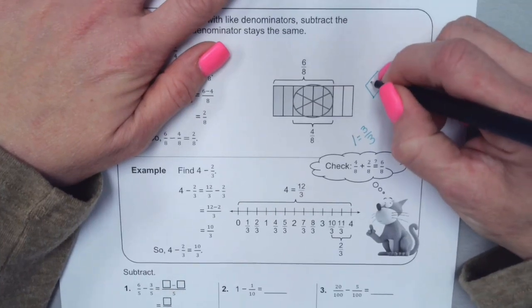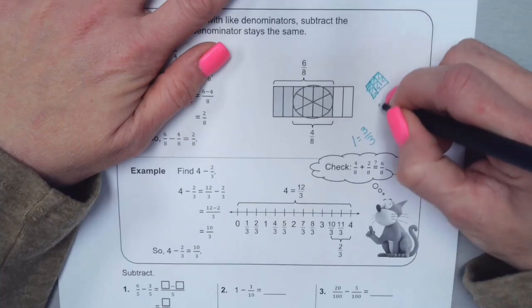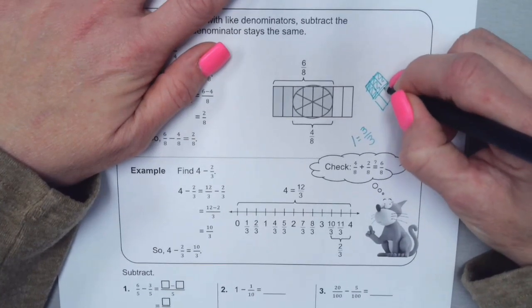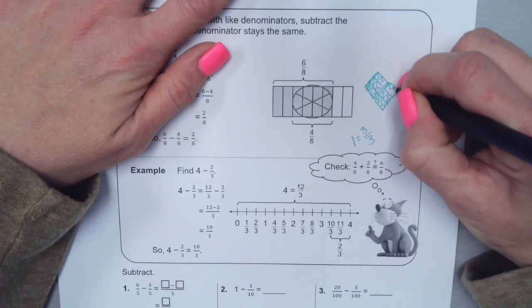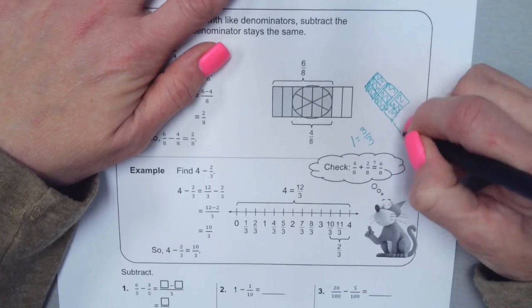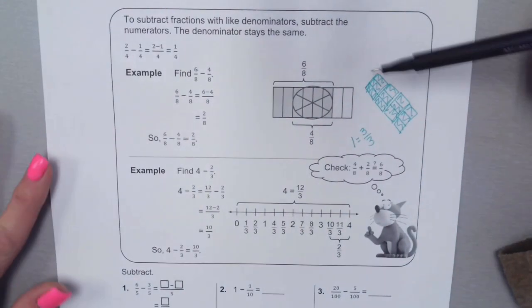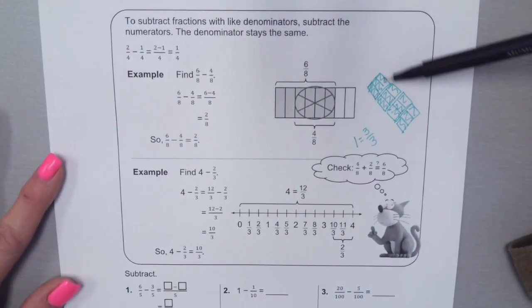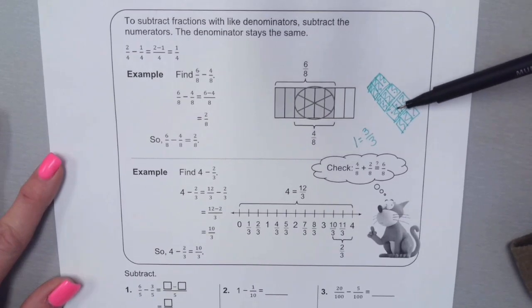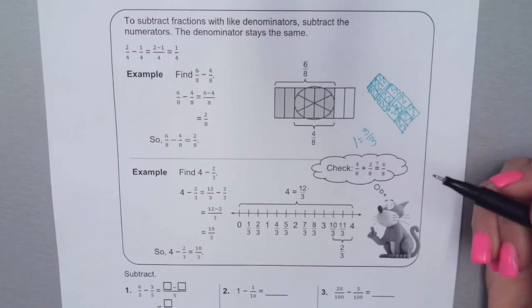So if I'm wanting to model 4, there's 1, 2, 3, 4 that's been cut into thirds. So how many total thirds are there? 1, 2, 3, 4, 5, 6, 7, 8, 9, 10, 11, 12. So that's where that 12 came from.